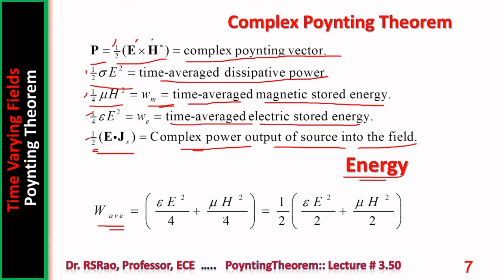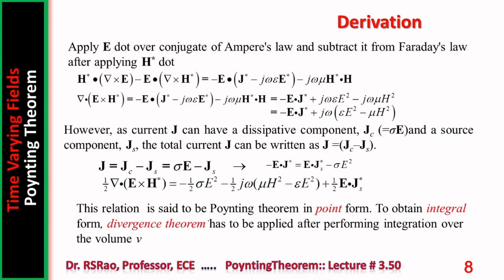It says average energy is given by epsilon E square by 4 plus mu H square by 4. Of course, a half can be brought out. This part is called electrical energy. This part is called magnetic energy. One more thing here, I want to state that average electrical energy can be found equal to average magnetic energy. So as far as dynamic fields are concerned, half of the energy storage is in the form of electrical energy, half of it is in the form of magnetic energy.